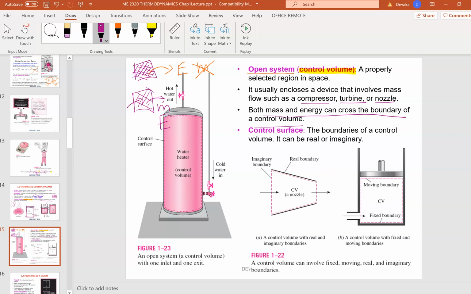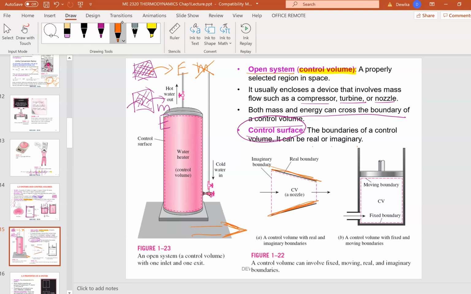That's the difference. Next, we're going to look at this term, control surface. What is a control surface? It is the boundary of a control volume, and it can be real or imaginary. For example, a nozzle. You know what a nozzle is, right? Say you have a garden hose, and at the end of the hose you want to wash your car, so you put on a nozzle. Why? Because you want to increase the speed of the water. So that is a nozzle.